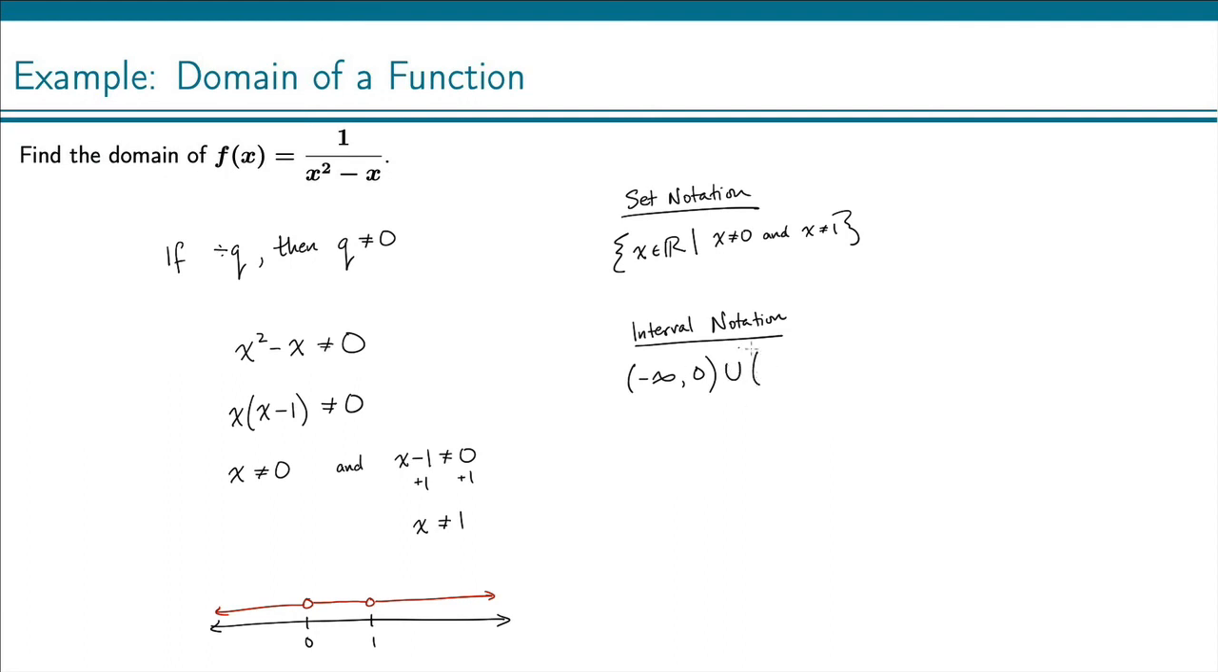Meaning we include both of these intervals. And we go from 0 to 1. And again, we can't be either one of those, so we get parentheses. And then our final interval is from 1 to the right forever, so that is from 1 to infinity. And that is our domain in interval notation.